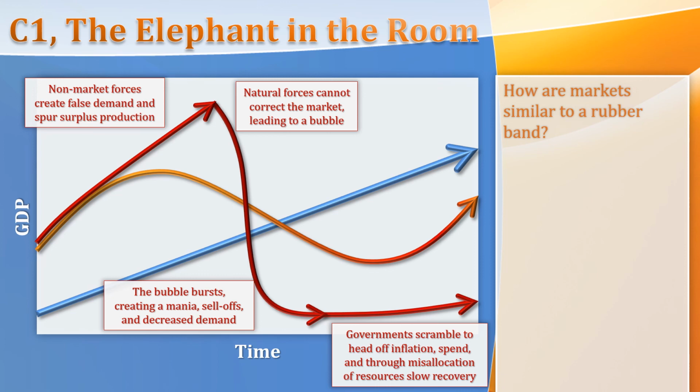Then the next step in the process is government doesn't want the economy to lag behind, so they feel as though they have to do something to get the economy spurred again. But often the things that they do to spur it are the things that are going to actually keep it languishing for a longer period of time. So governments scramble to head off inflation, they spend, and through misallocation of resources, they slow the recovery.